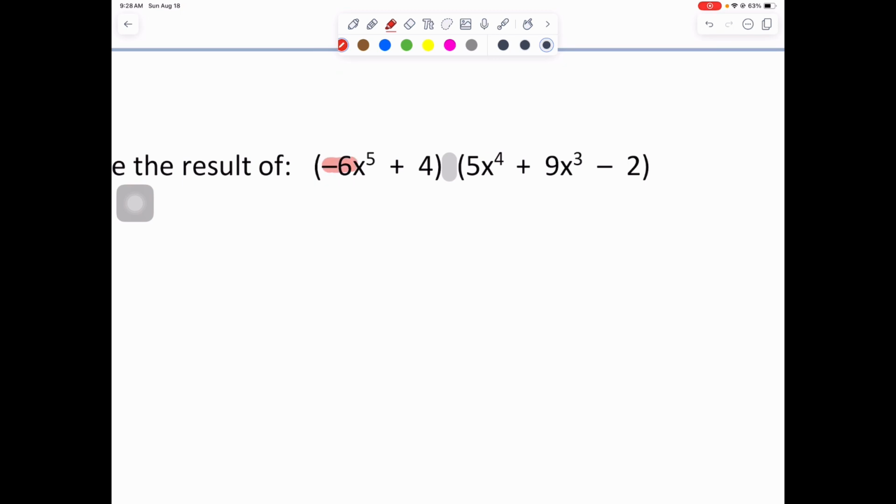Wonderful job. You guys are absolutely crushing it right now. We have that negative 6x to the 5th is our first term there. And again, we'll distribute to all three terms here. So negative 6x to the 5th times 5x to the 4th will give us negative 30x to the 9th.